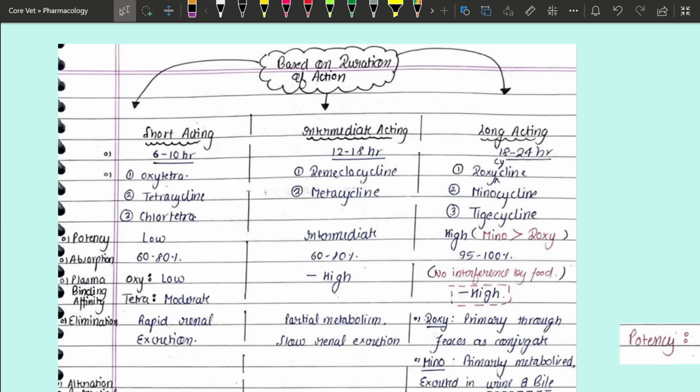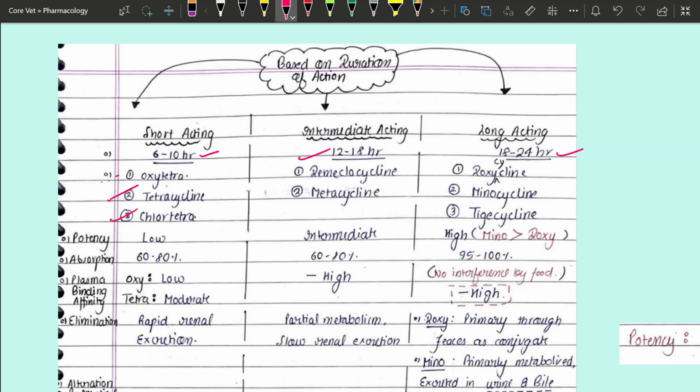If we talk about the short acting drugs, they can act for a duration of 6 to 10 hours. The intermediate acting drugs could act for 12 to 18 hours. The long acting drugs can act for 18 to 24 hours. As examples in the short acting, it's oxytetracycline, tetracycline, and chlortetracycline. Okay, these are the three examples in the short acting.